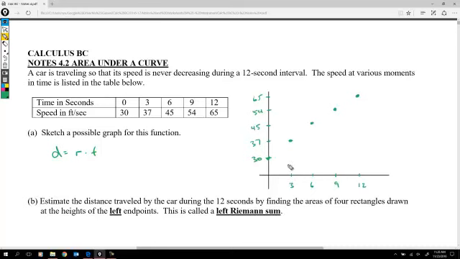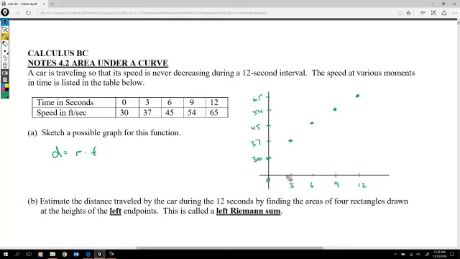Okay, so the first thing we're asked to do is find what's called a left Riemann sum. How we do this is we use the leftmost point as the height of my rectangle. So I'm just going to make a bunch of rectangles here, between each corresponding x value. I'm going to make a rectangle between 0 and 3.